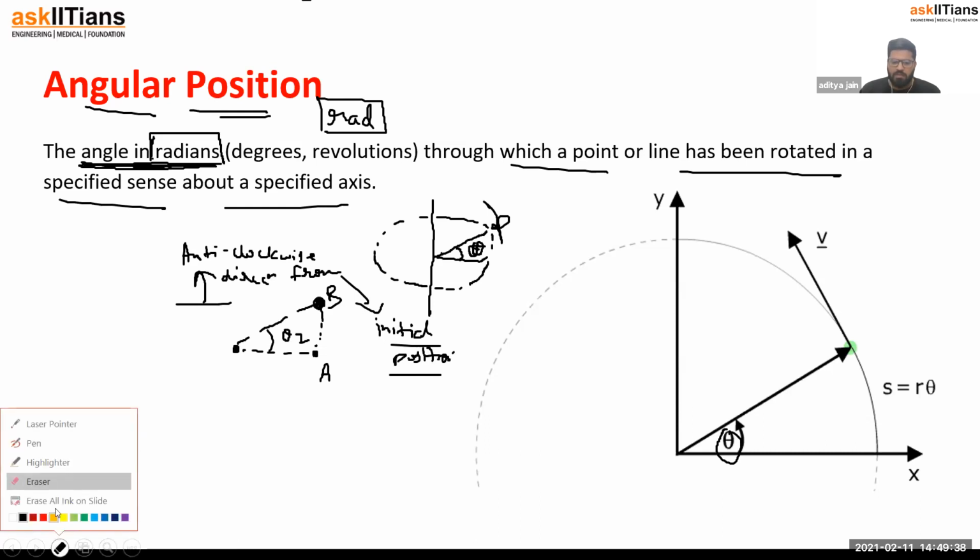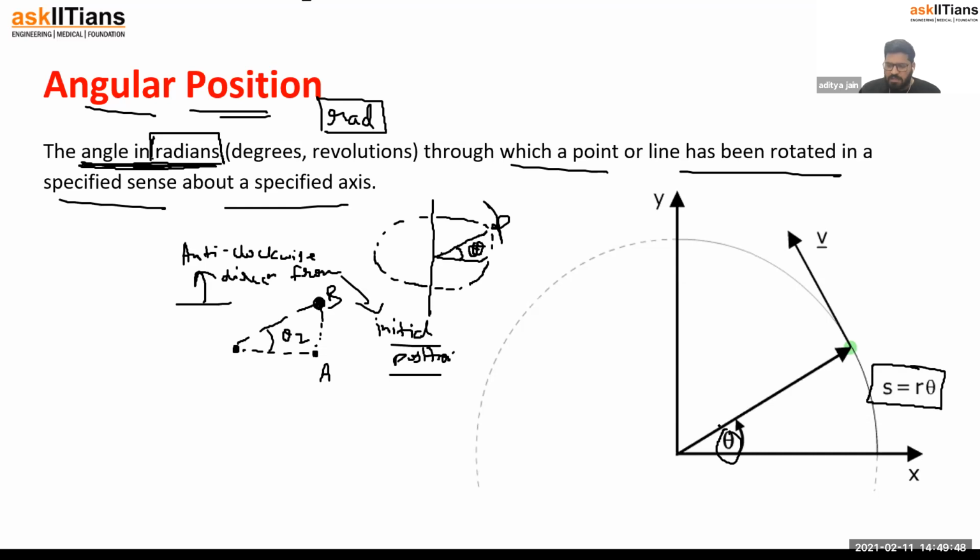So whatever angular position is there is always measured in terms of theta, which is given in radians. So what is this relation showing? This is the most common relation. Suppose you know the angular position, or you know theta, and you know the radius like this. This is the radius of this arc. This length along the circle is known as arc length.